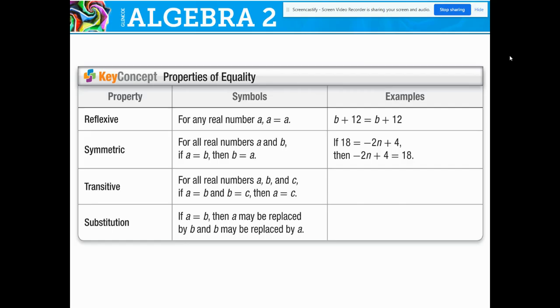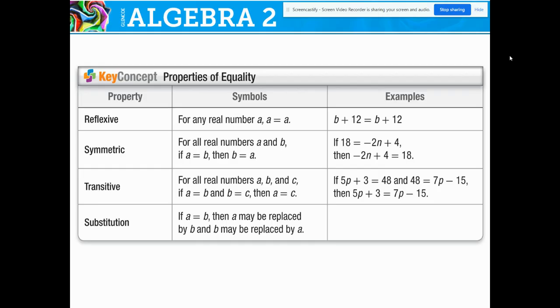Transitive property. For all real numbers A, B, and C, if A equals B and B equals C, then A equals C. You can go from the very beginning to the very end, jumping over B. If 5p plus 3 equals 48 and 48 equals 7p minus 15, then 5p plus 3 equals 7p minus 15. Notice in the middle there, each one has 48, one at the end and one at the beginning.